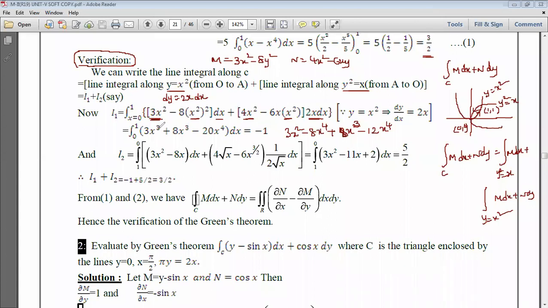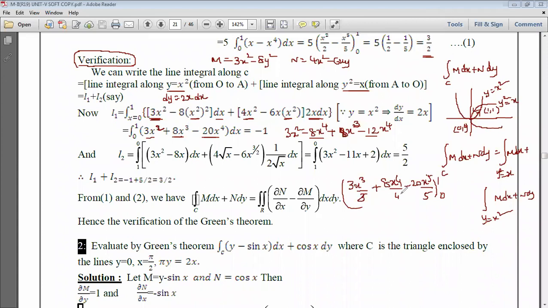Here it is 3x square, not x cube. So 3x square plus 8x cube minus 20x power 4. Now we need to apply integration to this. That is 3x cube by 3 plus 8x power 4 by 4 minus 20x power 5 by 5 between the limits 0 to 1, right? Between the limits 0 to 1.